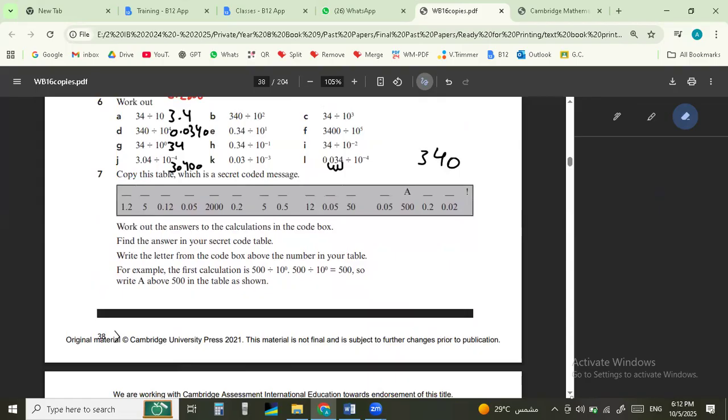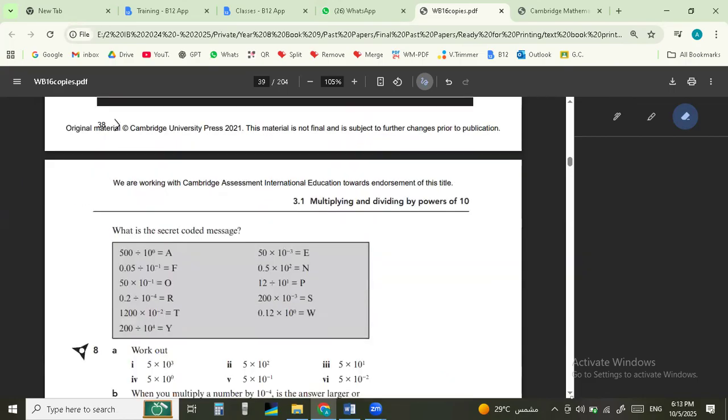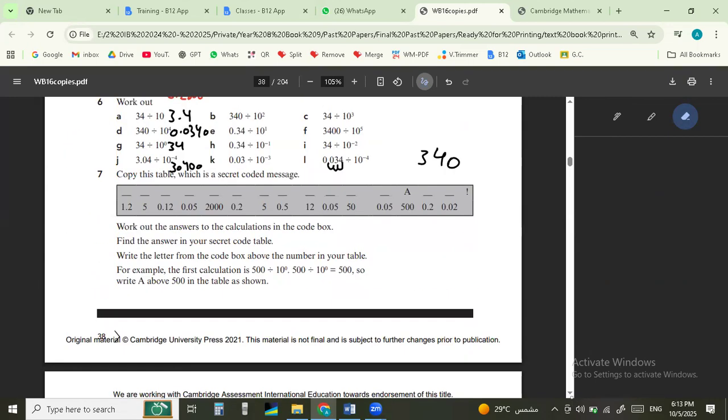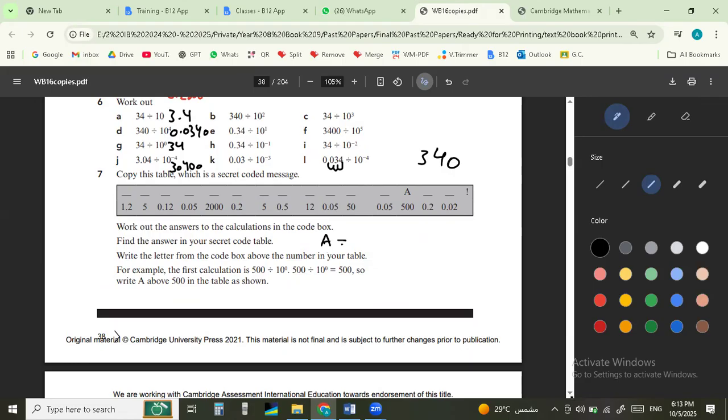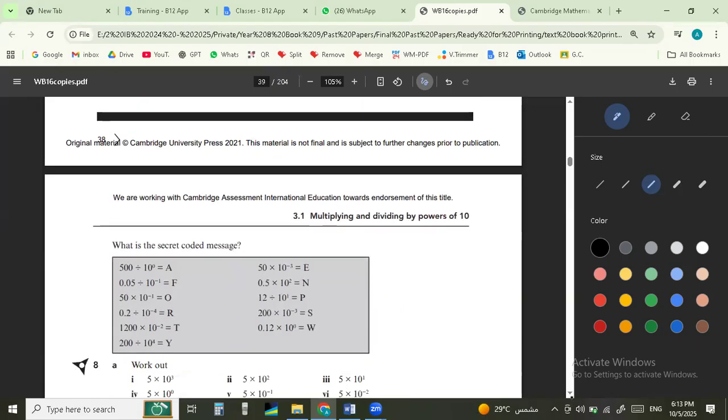Here, they want you to work out the answers to the calculations in the code box. Where is the code box? It is down here. A says 500 divided by 10 to the power of 0. We know that 10 to the power of 0 is 1, so it is 500 divided by 1, which is just 500. So I look for 500, and I put letter A above it, and so on with the rest of the questions.